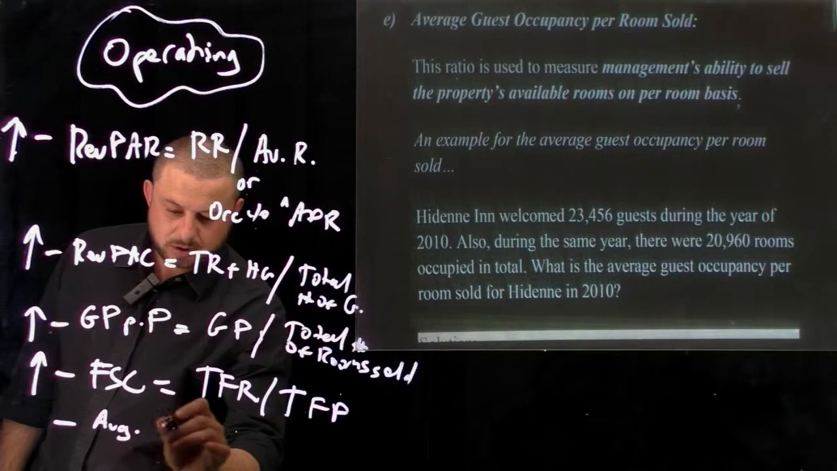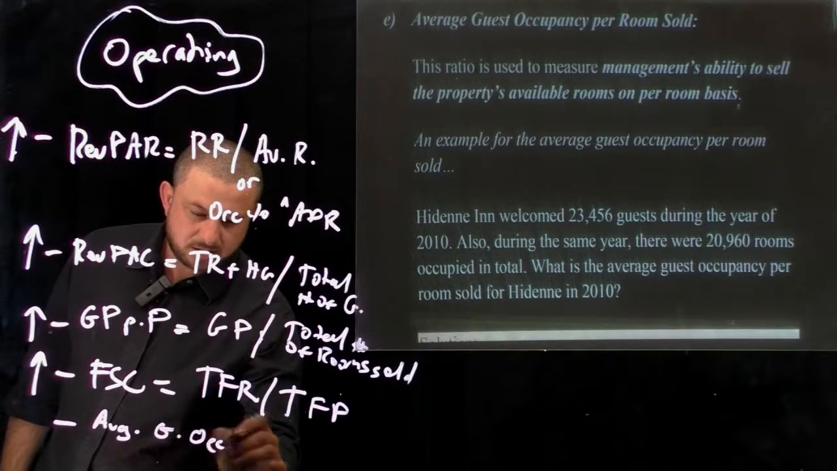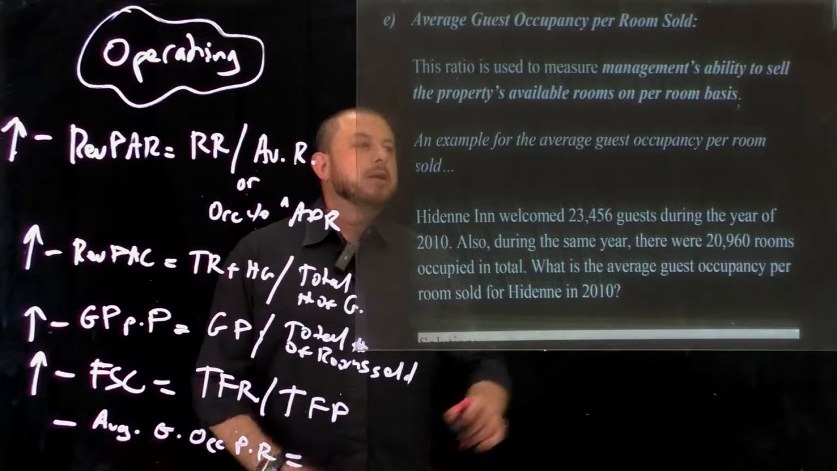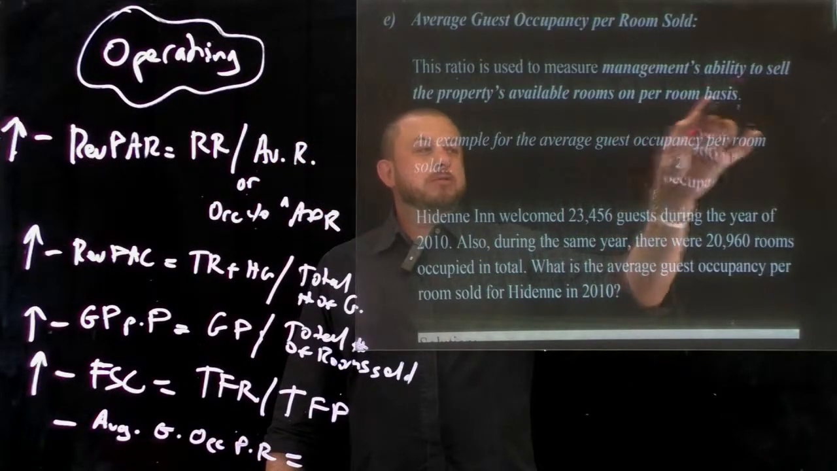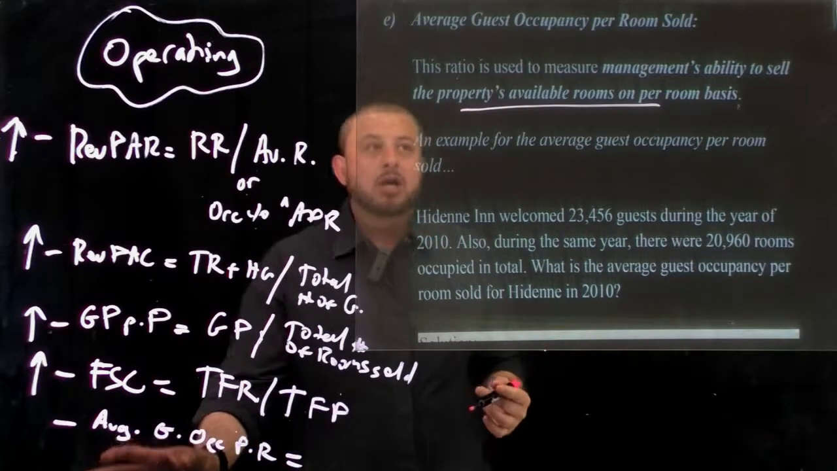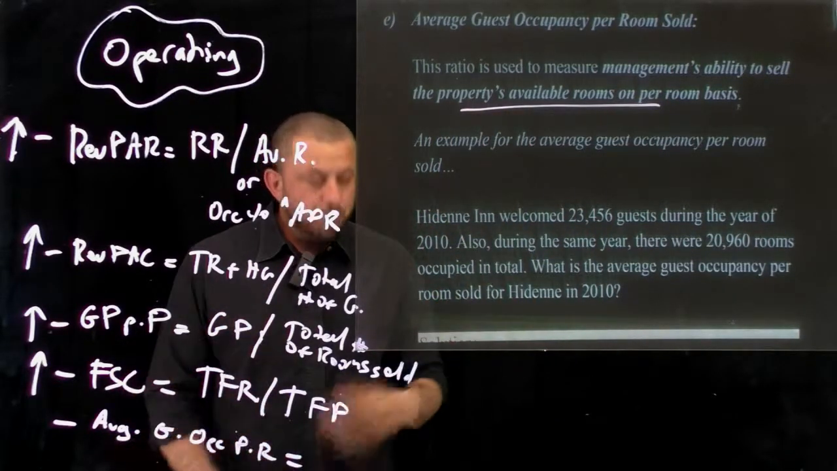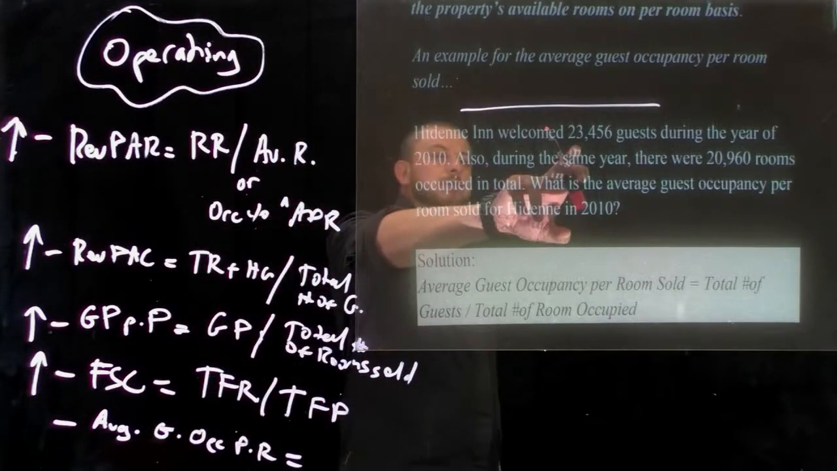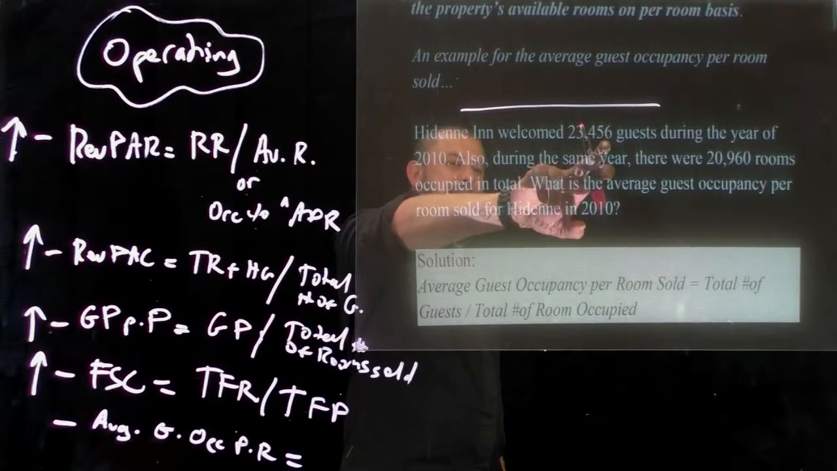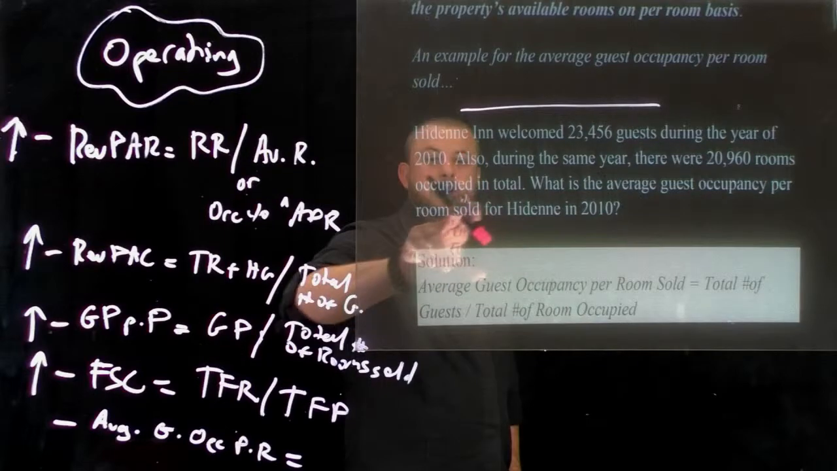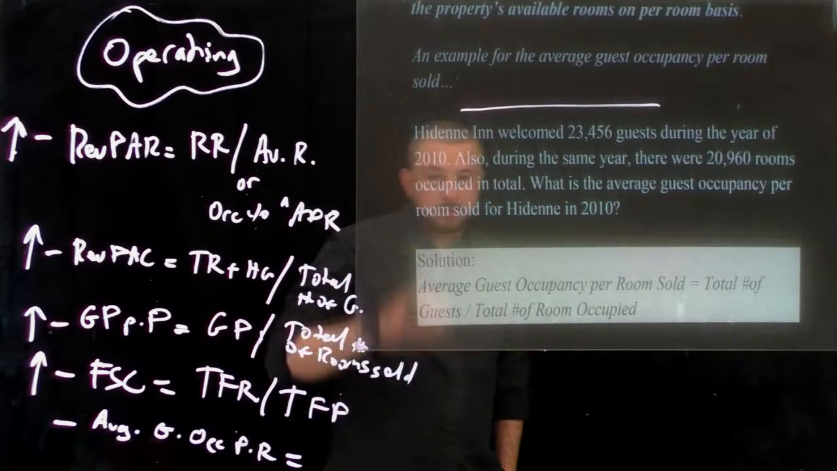Average guest occupancy per room, PR. It shows management's ability to sell the property's available rooms on a per room basis. How much occupancy you are generating per room sold based on your capacity. The hotel welcomed 23,456 guests in 2010. Also, there was this amount of rooms occupied in total. What is the average guest occupancy per room sold?